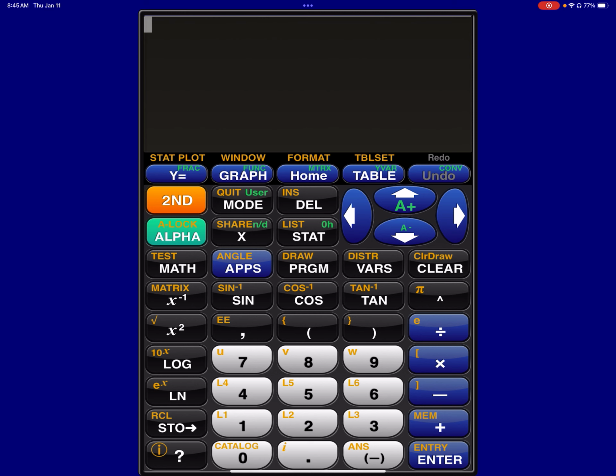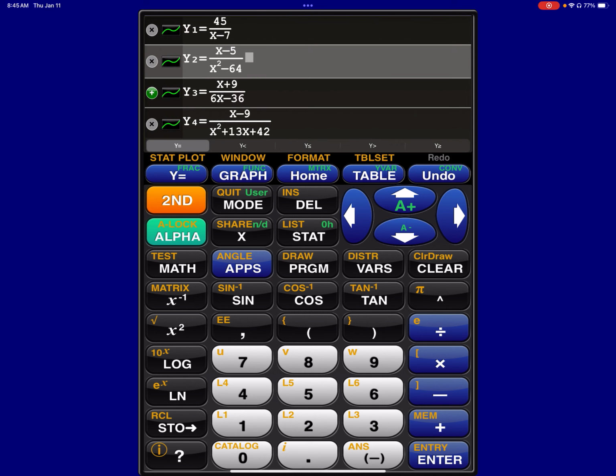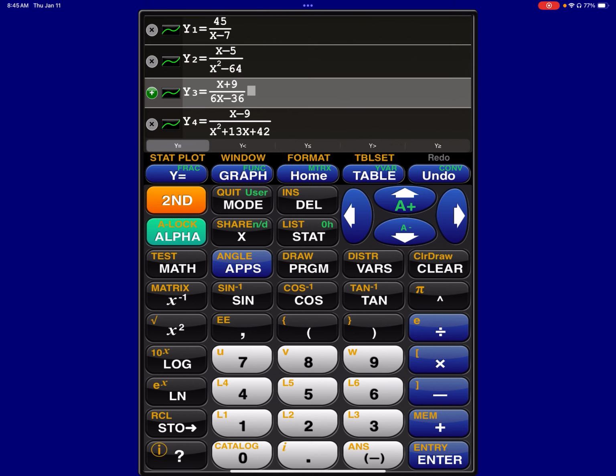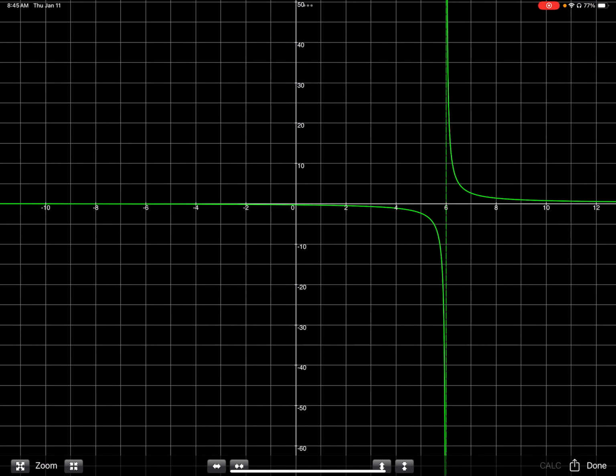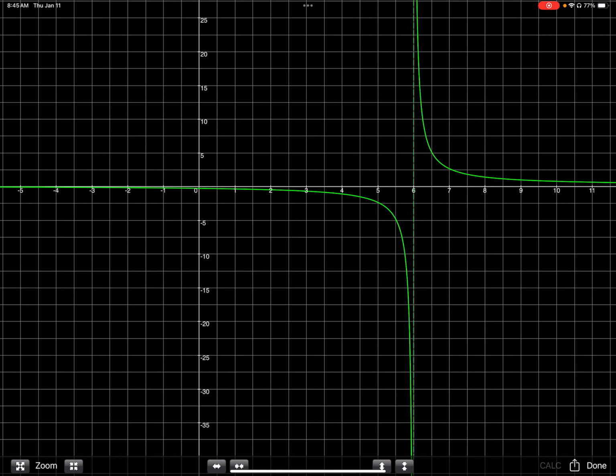All right, let's take a look at the third one. So we know that for this one, x cannot equal 6. If I take a look at the graph, there's an asymptote at 6. It'll never touch 6. If I go down, down, down forever, it won't touch 6. And if I go up, up, up forever, it won't touch 6, okay?